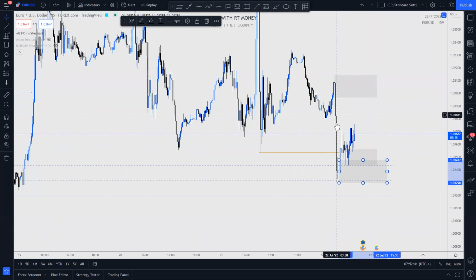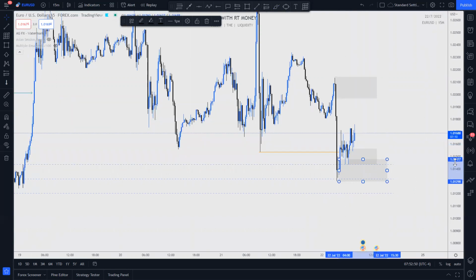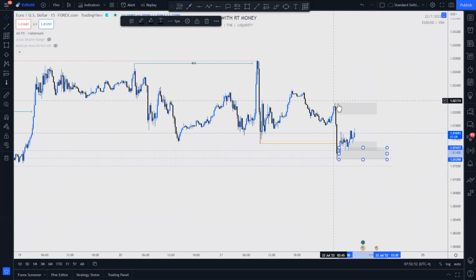But we have a lot of imbalance to come and get. This move has got to be rebalanced, and the market will do so. I would love to see this supply taken out, and we can go on ahead up.